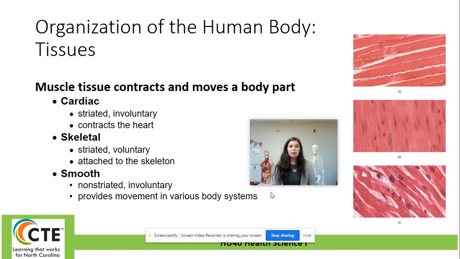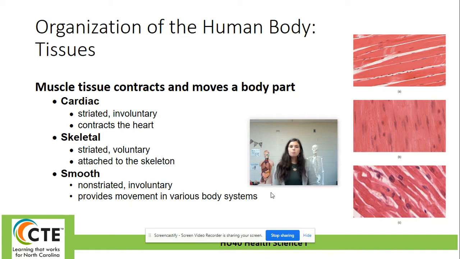They are also striated, meaning that they have stripes, except your skeletal muscle is voluntary. So if I'm standing here and I want to raise my arm in the air, I have to physically think. My brain has to send a signal to that skeletal muscle that says you're going to contract in order to raise my arm in the air. So it's voluntary because it has to happen because of our brain signal. And then it is attached to the skeleton, as we've already discussed.